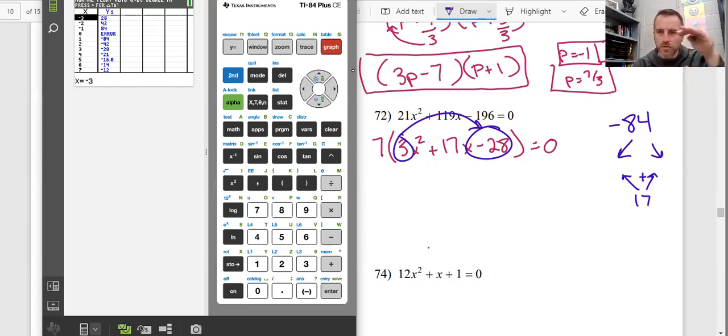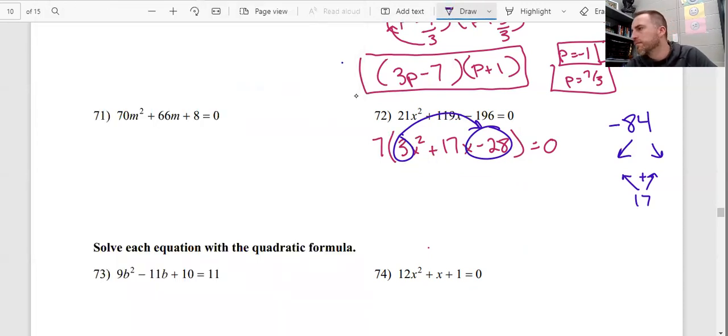So every row of this table is going to tell us 2 factors of negative 84. We just have to find the right ones. So I'm going to go upwards, and I'm looking for ones that add up to 17. And I do believe I just found them at negative 4 and 21. I know negative 4 times 21 is negative 84. And then I can check them. They do add up to 17.